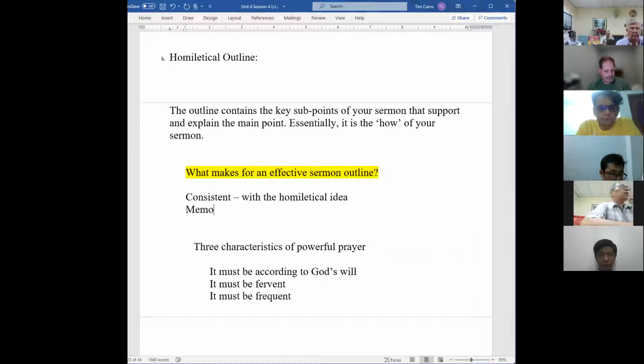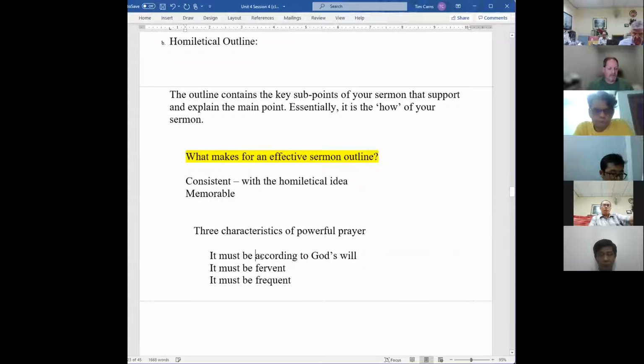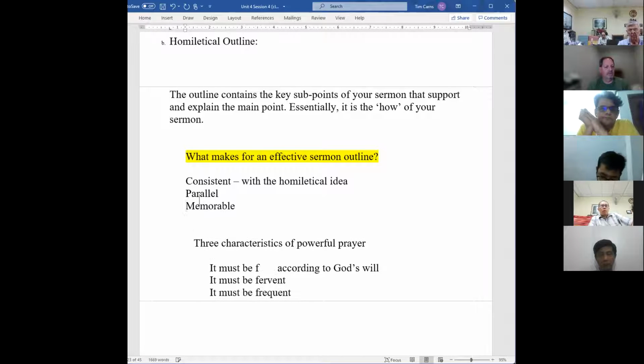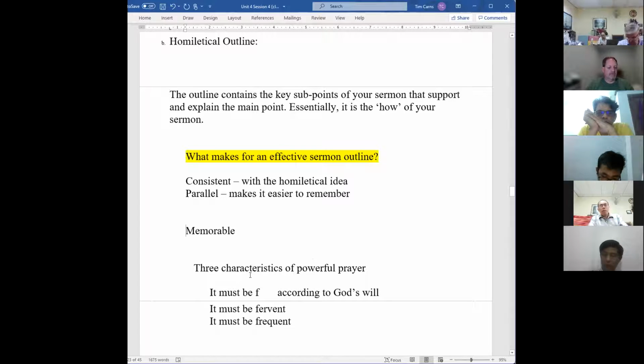Another characteristic of a sermon outline is that it's memorable. And that's why you'll see guys come up with outlines that all begin with, I don't know, is there a word that starts with F that could... I can't think of one right now. But that can be helpful. A helpful way to remember the sermon is to have words that sound similar, or have your outline points be structured similarly. That could be the idea of making your sermon points parallel. If you want to be memorable, make your sermon points parallel. That makes it easier to remember.